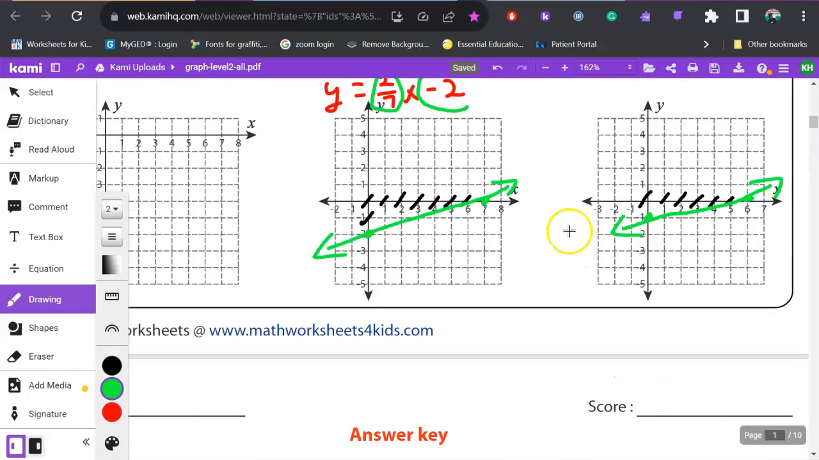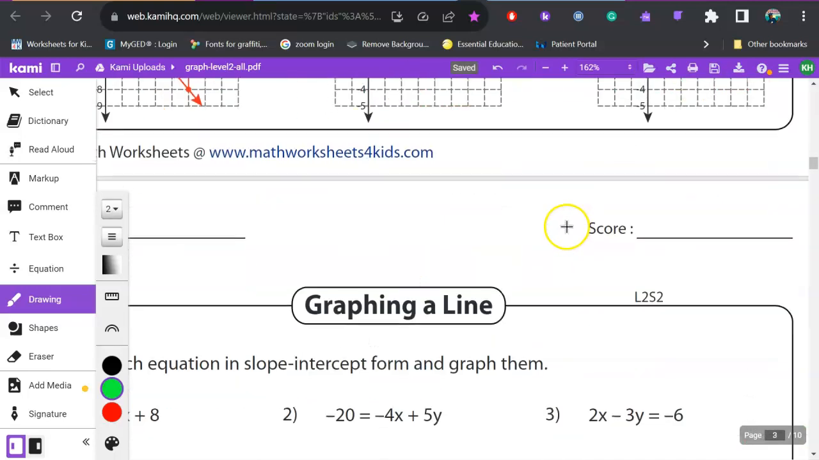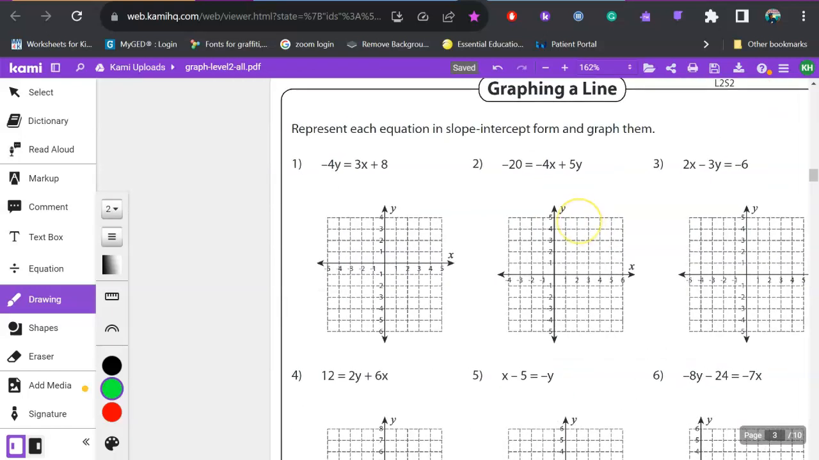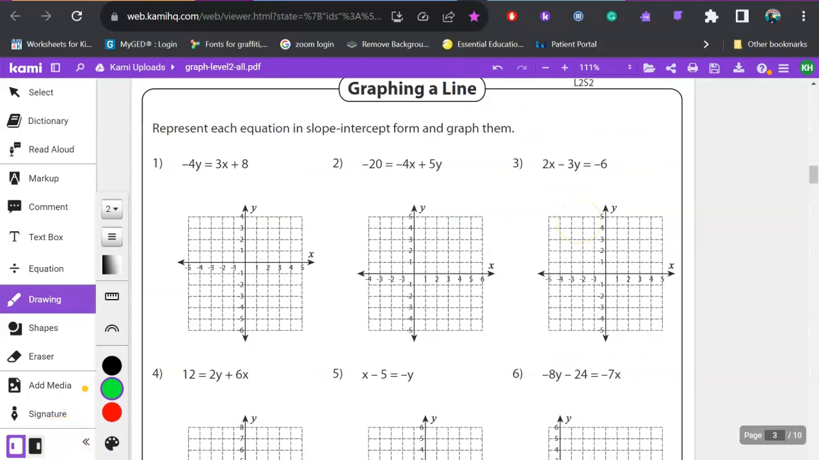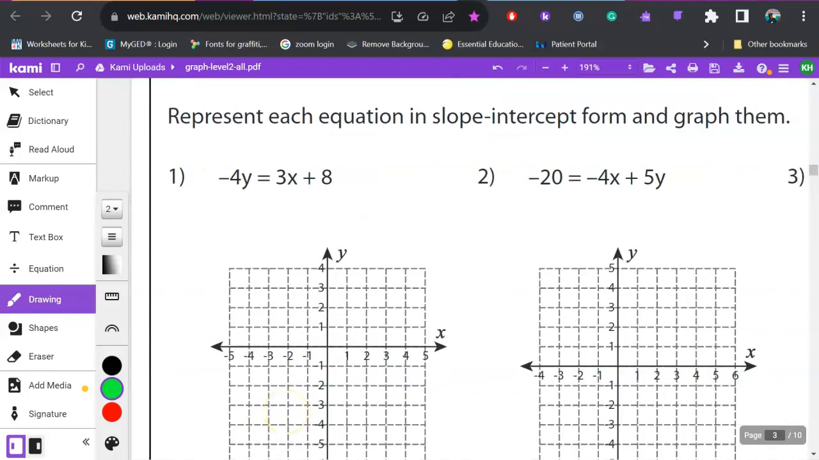Okay. So now you know what we're going to do? That's right. We're going to do another page of practice. Here we go. Starting with the first one. Practice makes perfect. Let's get it going, guys. You got this.